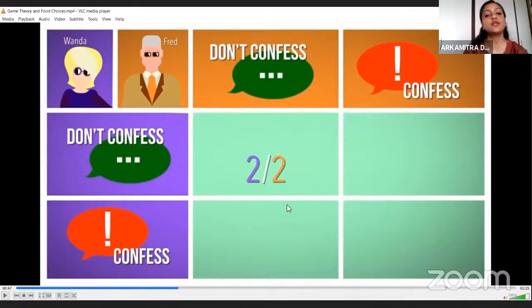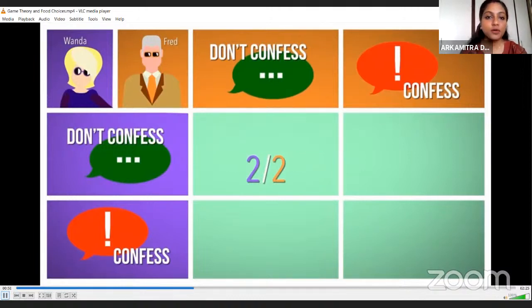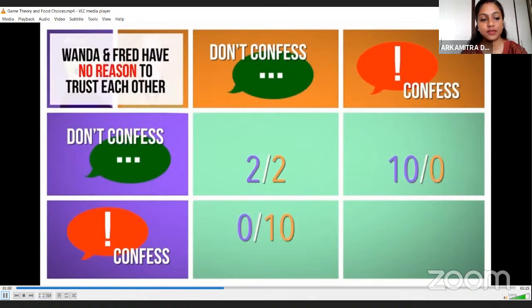Same way, if we look at the bottom left-hand grid, this grid represents Wanda confessing and Fred not confessing. The tables are simply turned where Fred has to serve 10 years in prison, and Wanda goes scot-free because she's cooperated with the police. Now, not confessing is the best option for both of them because it's the minimum jail time that they might have to serve, right?